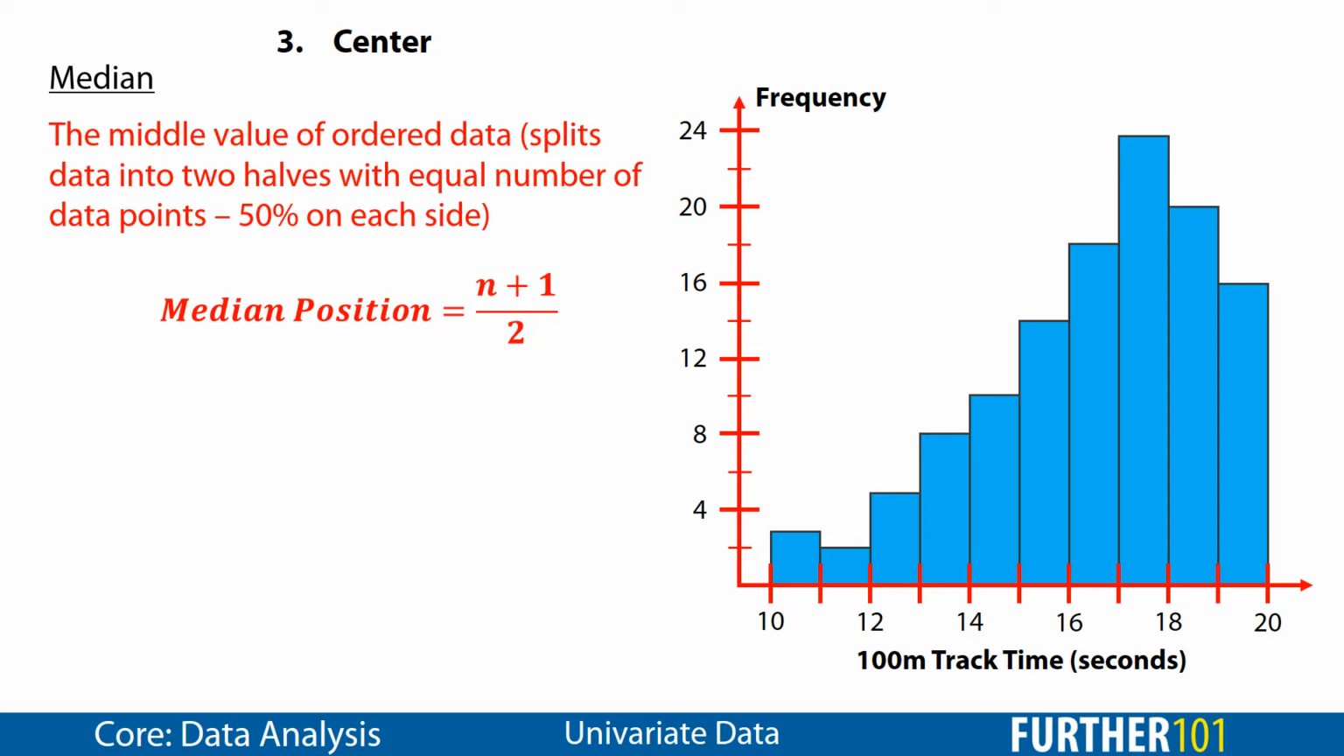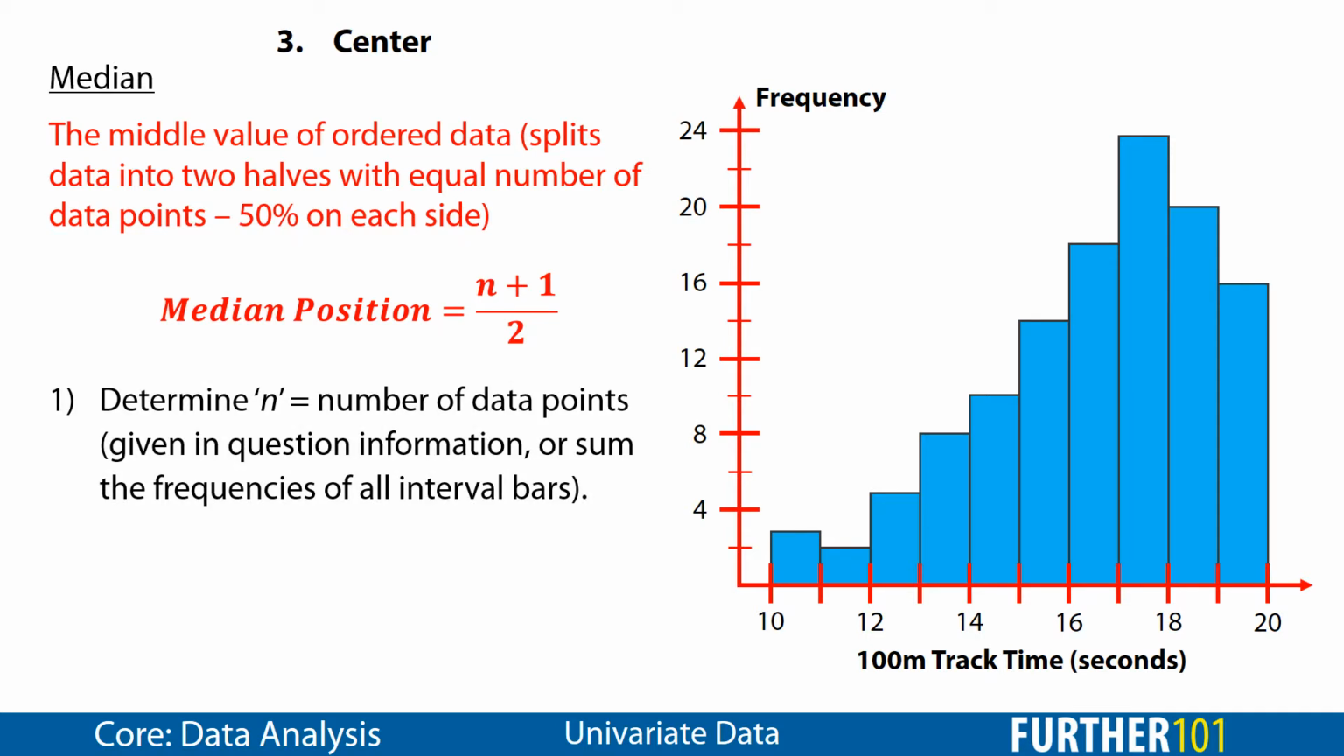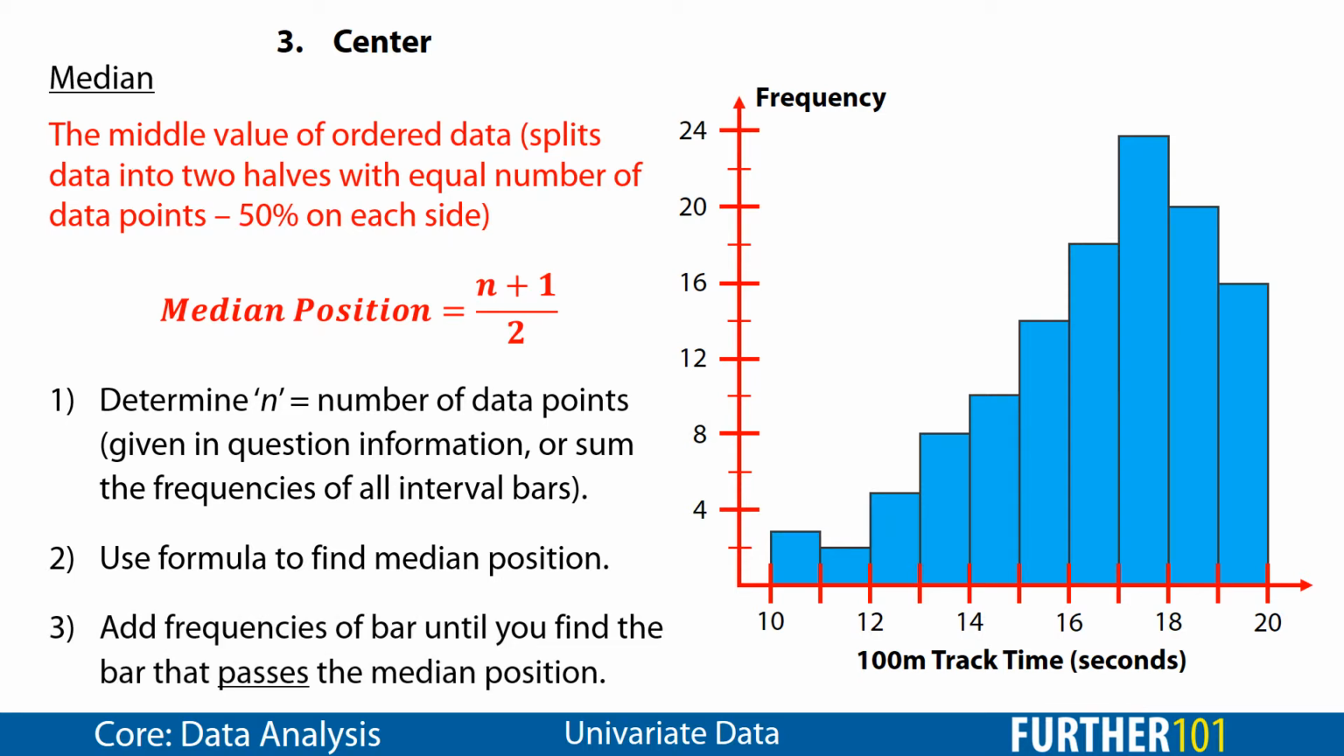To find the median position, you need to find the total number of data points and input this as n in the formula. To determine n, first look to the information provided in the question. Often the number of data points is given there. If not, add the count frequency of each interval bar. Once the median position is found using the formula, add up the frequencies of the bars again from left to right. Stop at the bar that passes the median position. The relevant interval for this bar is your median interval and contains the median data value.